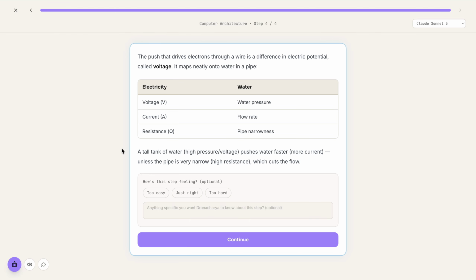The push that drives electrons through a wire is a difference in electric potential, called voltage. It maps neatly onto water in a pipe. Electricity, water. Voltage, V: water pressure. Current, A: flow rate. Resistance, Q: pipe narrowness. A tall tank of water, high pressure, sharp voltage, pushes water faster, more current, unless the pipe is very narrow, high resistance, which cuts the flow.